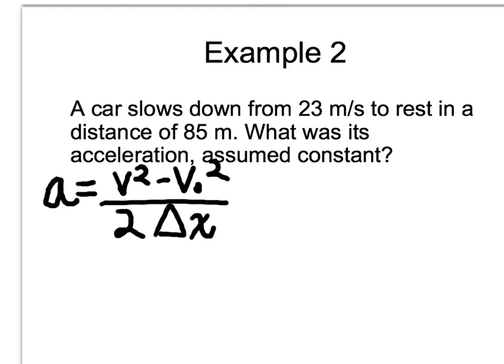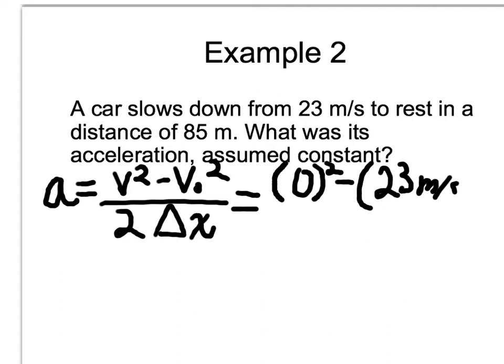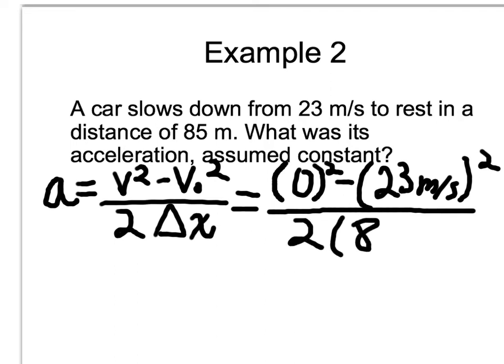Alright, just like last time, I have cleaned up the equation. Now that we've got everything arranged how we want it, so a equals, and then all the stuff we've got to plug in to find a, now we'll plug in the numbers. So, we slow down from 23 meters per second to rest, so our final velocity, rest, is 0, and 0 squared is just going to be 0. Our initial velocity, v naught, is 23 meters per second. Square that. And we have 2 times our distance of 85 meters.